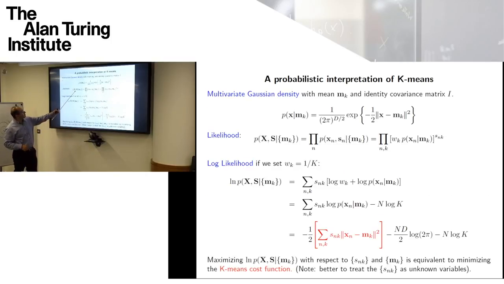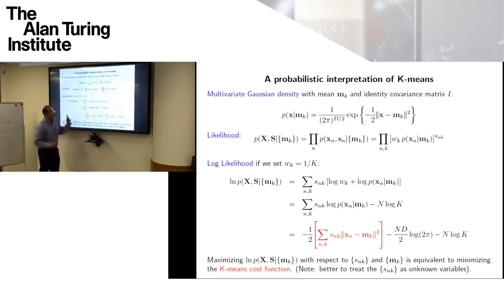So I'm rewriting the likelihood function here from the previous slide, nothing new. And now we're going to set w_k equal to 1 over big K. So we're going to take the log likelihood, so the log of this guy. The product turns into a sum over n and k. Log of this expression, s_nk comes down. Then we get log of w_k, which is just log of 1 over K, plus log of a Gaussian density. Rearranging terms, we're going to get the sum over n, k of s_nk times the log of a Gaussian density, minus N of these terms, log of 1 over K. So that's why you get a minus log K.